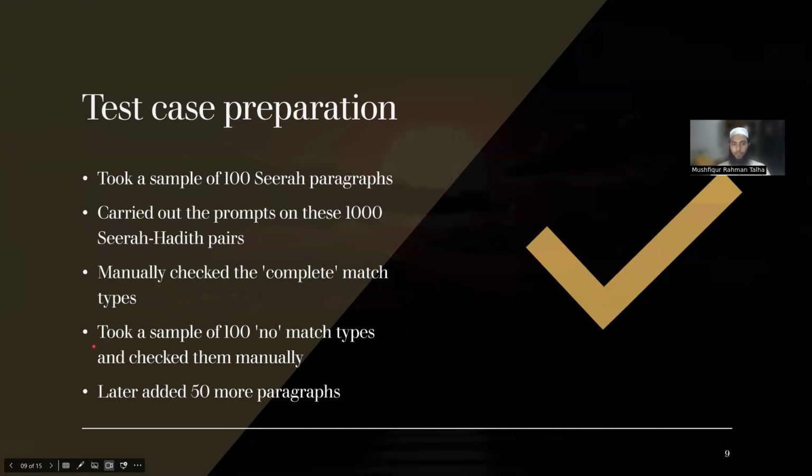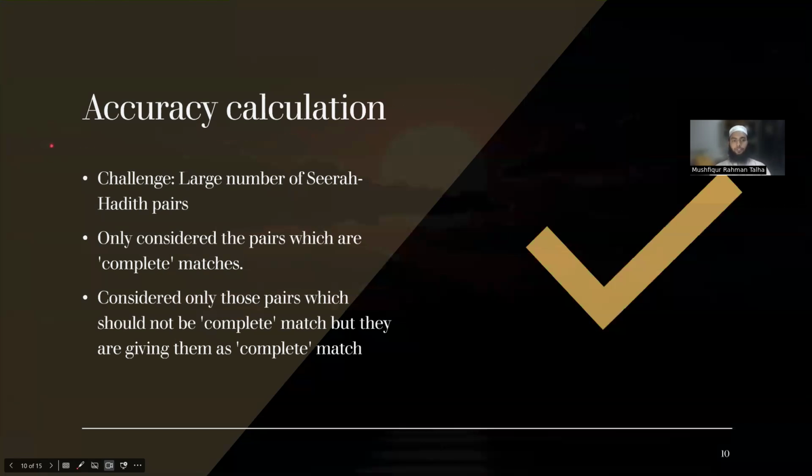But the number of other matches was very high. Totally 600 no matches were found. So we took a sample of 100 no matches from them, checked them manually, and found that all of them were correct no, that is, the LLM responded correctly to the no match types. Later on, we added 50 more Seerah paragraphs to check that the process is not biased toward these 100 Seerah paragraphs.